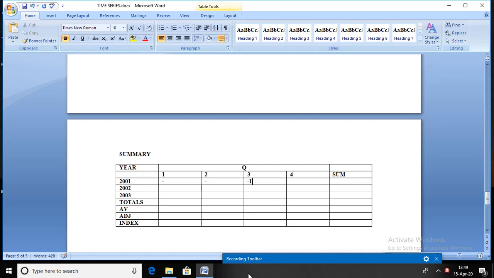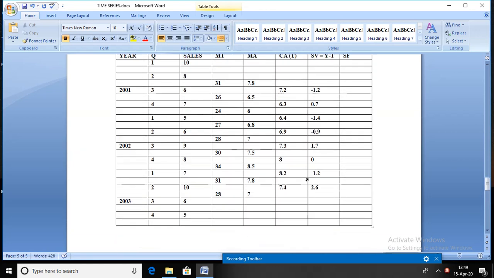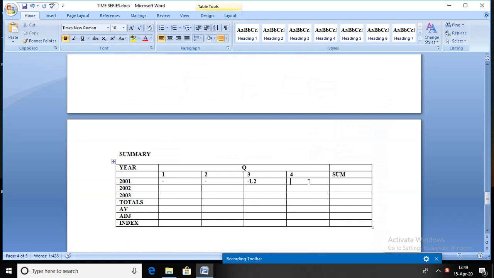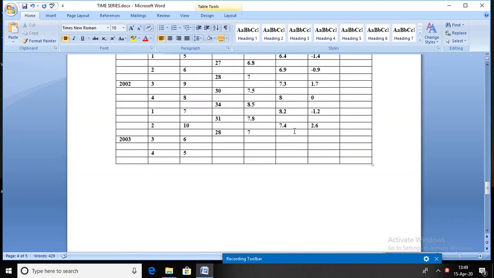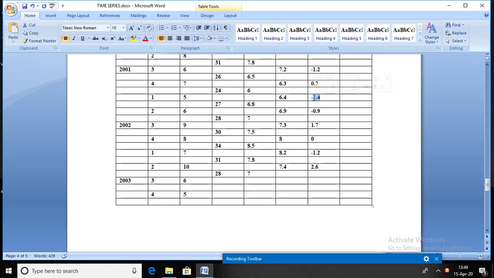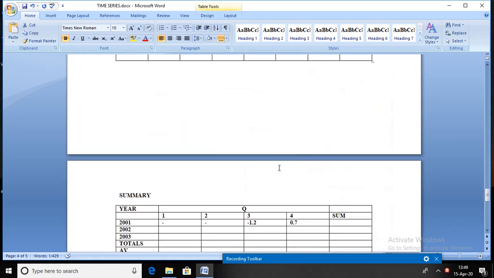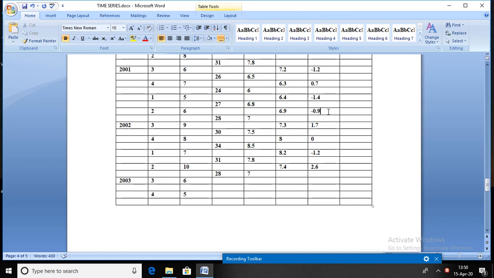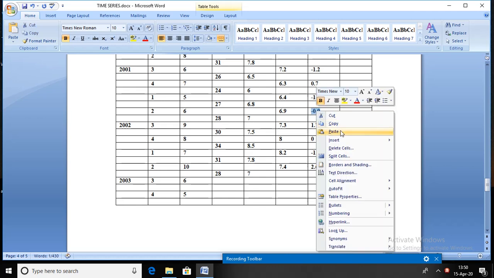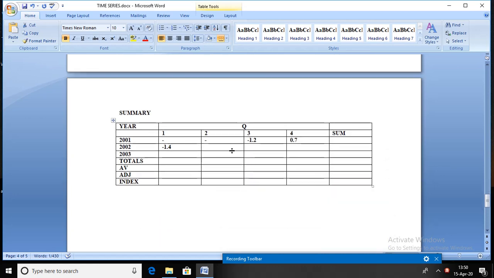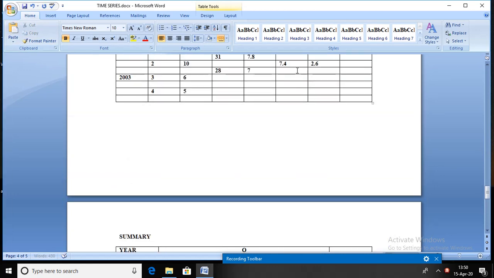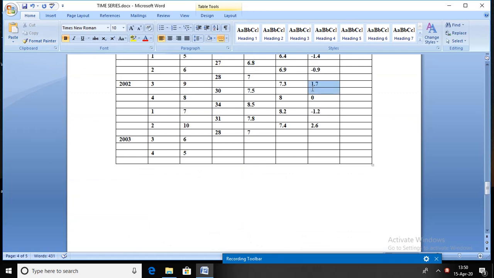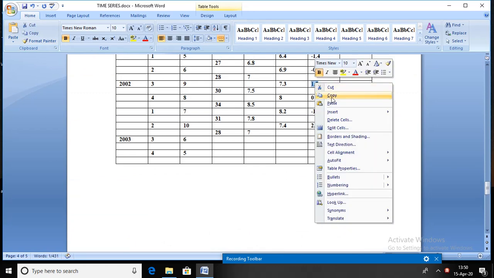But for quarter 3 we have a negative 1.2, and so you pick those values there. The next one is 0.7. Take the 0.7 for quarter 4. Then the next value is negative 1.4. Put it there in the table. The next one is negative 0.9. We have it there. The next one is 1.7.